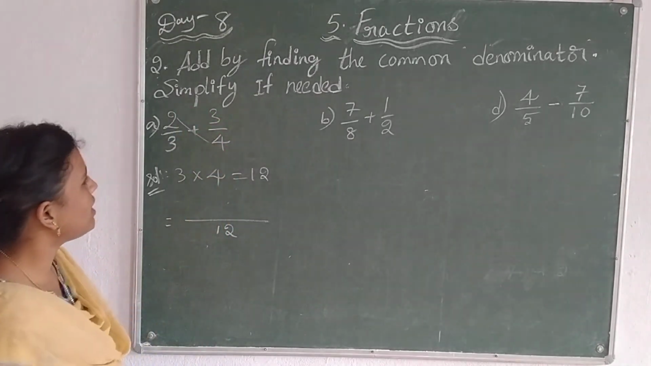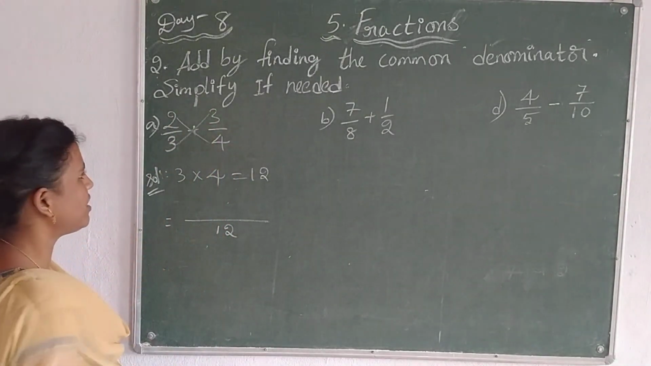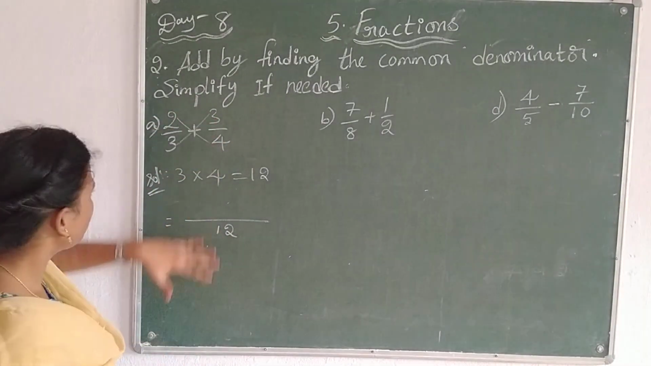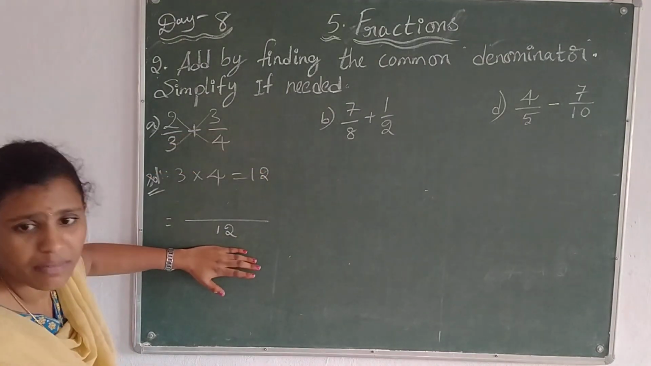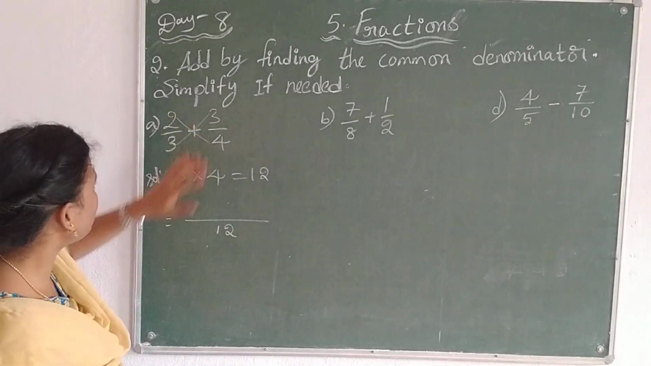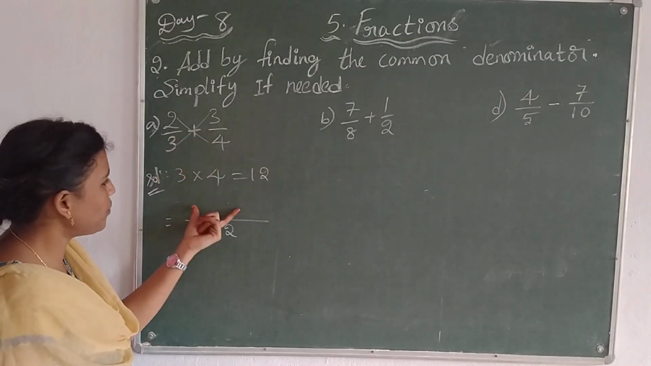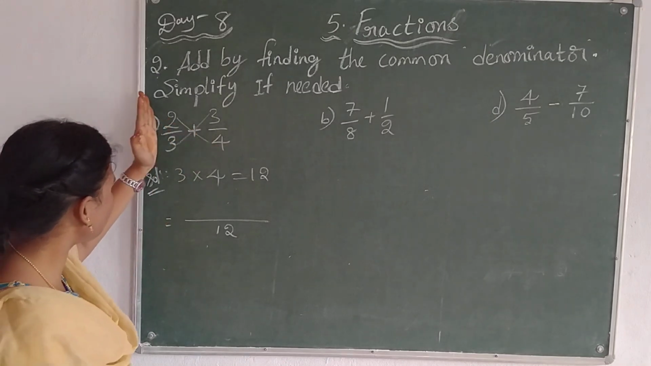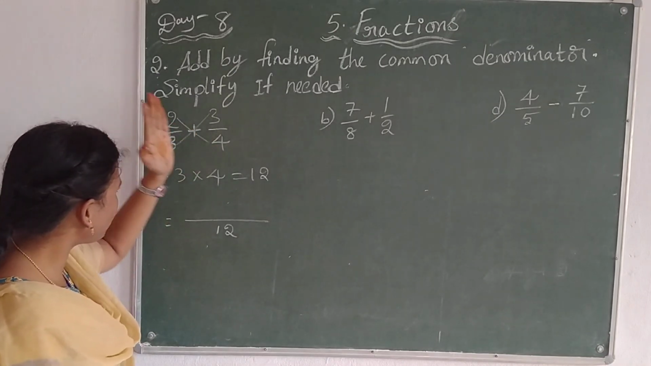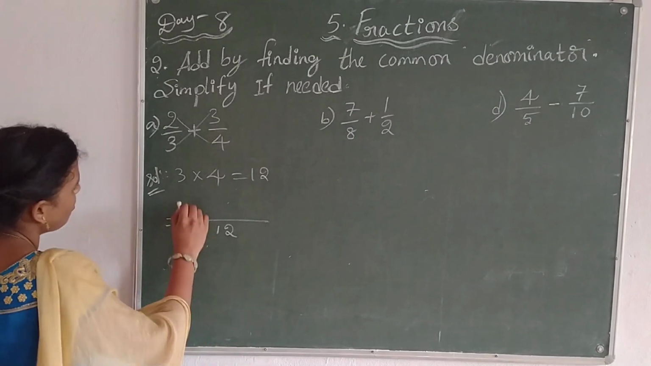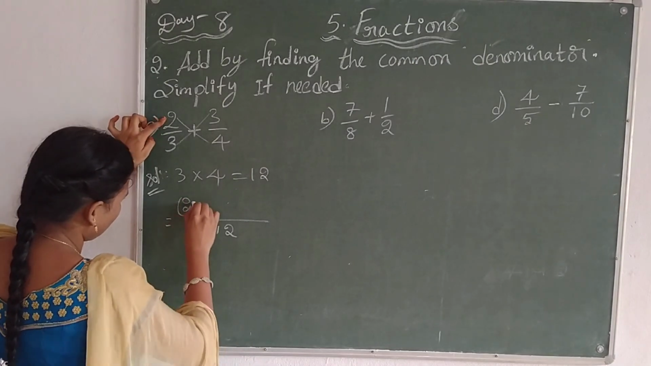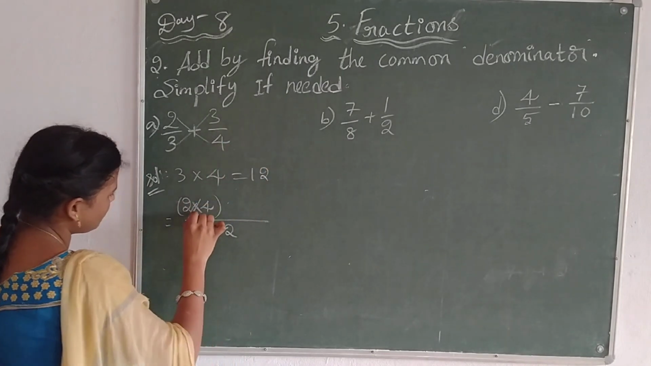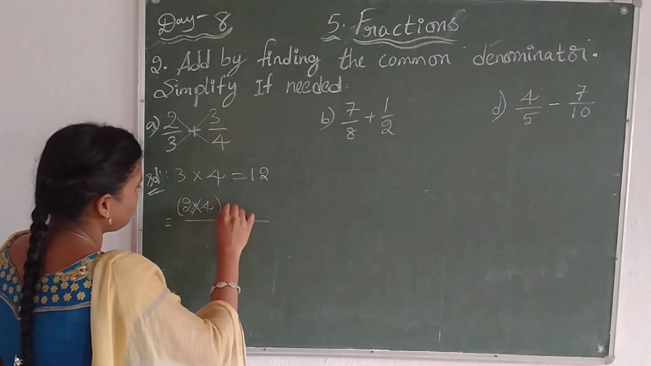You should do cross multiplication. First, take these two numbers here. Multiply these two numbers, you will get the denominator. And for the numerators, let's multiply the first fraction numerator and the second fraction denominator. The first fraction numerator is 2, the second fraction denominator is 4. Multiply these two. And what is the symbol?